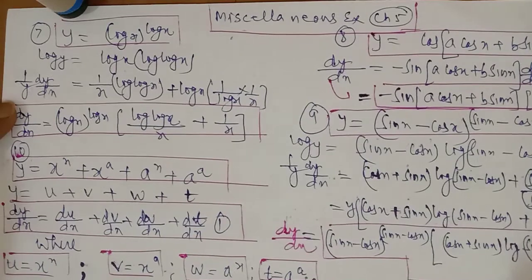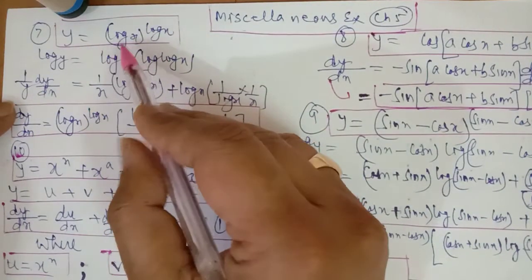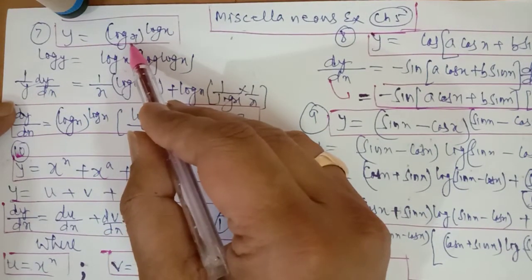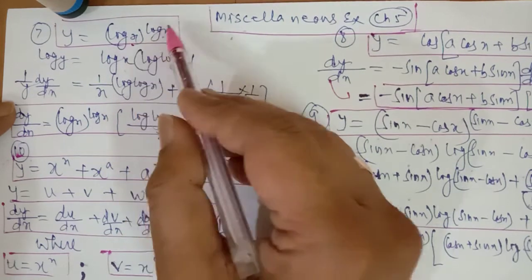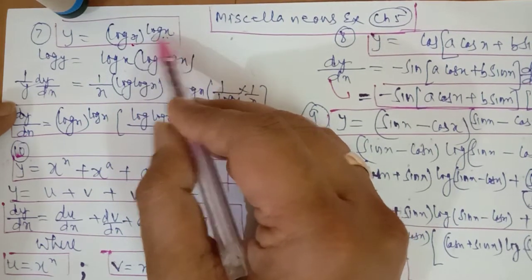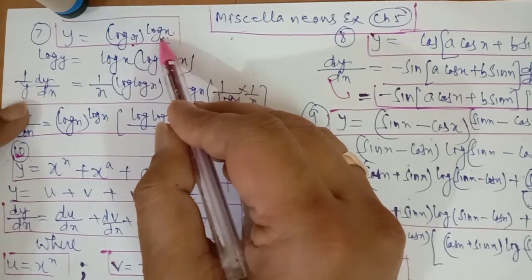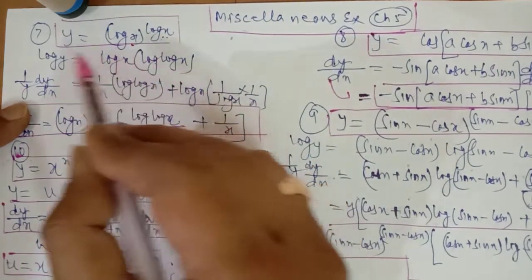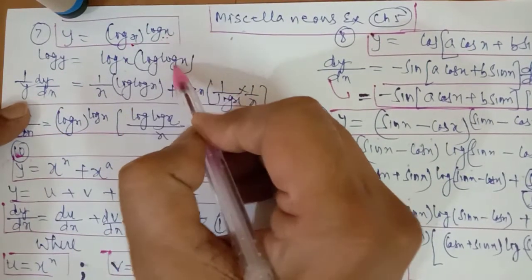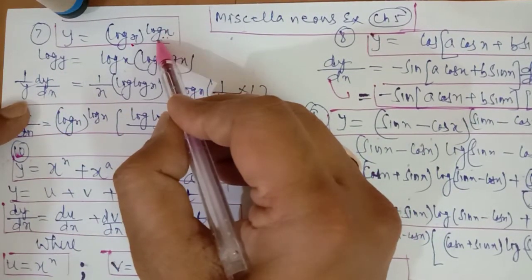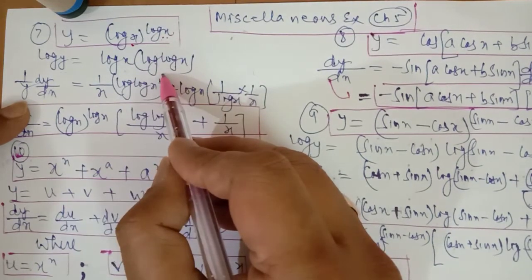In question number 7, if you see it very carefully, there's a function containing log x raised to the power log x, which contains the variable in the base as well as in the exponent. So we cannot differentiate without taking the log. So take log on both sides. See it very carefully. So log y will be equal to log x times log x, using the properties of the log. Now you have to differentiate it very carefully.